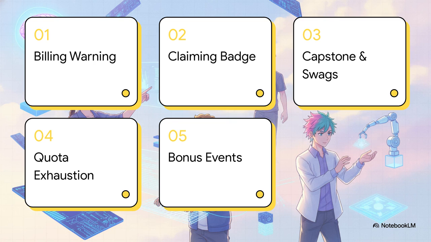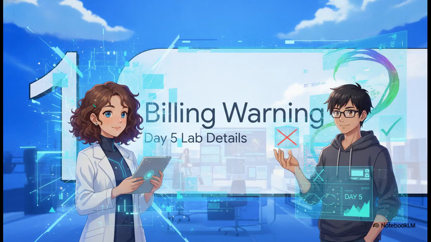So here's our roadmap for today to clear up all the confusion. We'll start with the Day 5 billing warning, move right into claiming the daily badge, cover the Capstone Project and swags, tackle managing quota exhaustion, and finally wrap up with some bonus certification events. All right, let's kick things off with Section 1, the Day 5 billing warning.